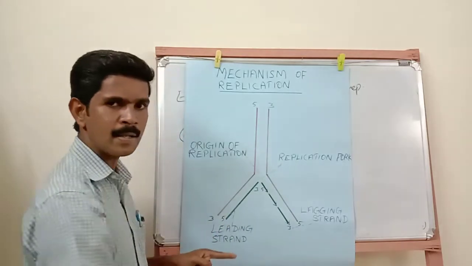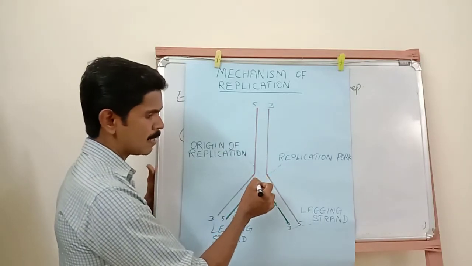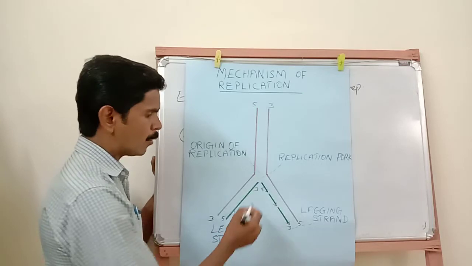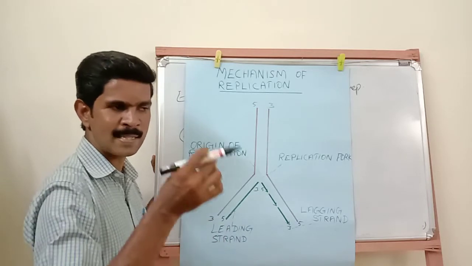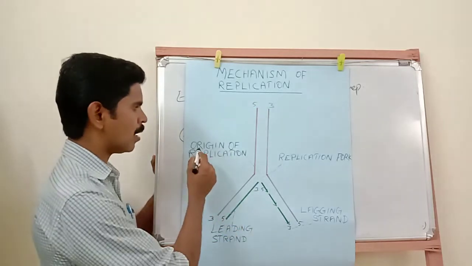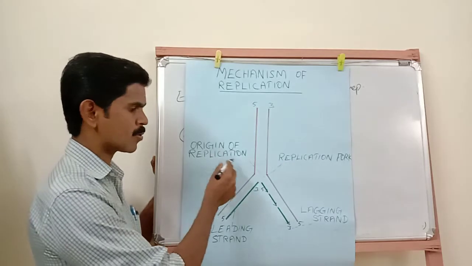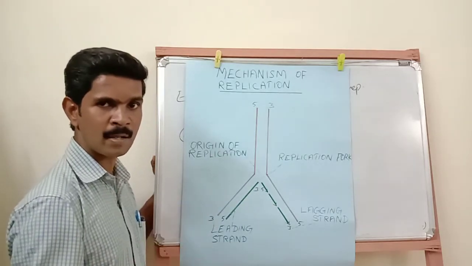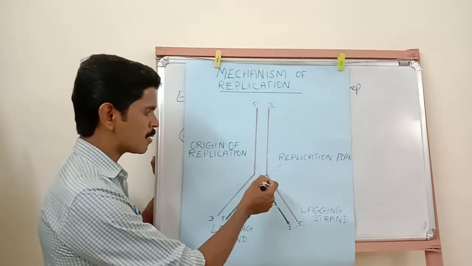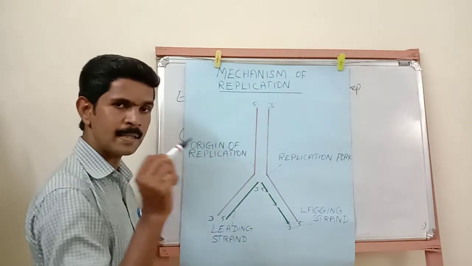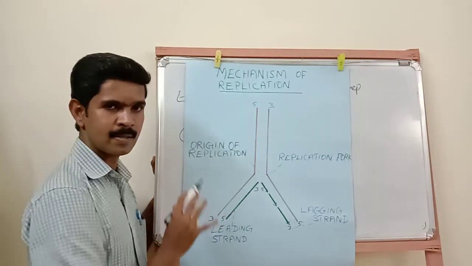From this area, the DNA divides and 2 DNAs are produced. The replication process takes place in a particular site, which is called the origin of replication. The place where the replication process starts is called the origin of replication. In prokaryotic organisms, there is only one origin of replication, but in eukaryotic organisms, many origins of replication are there.